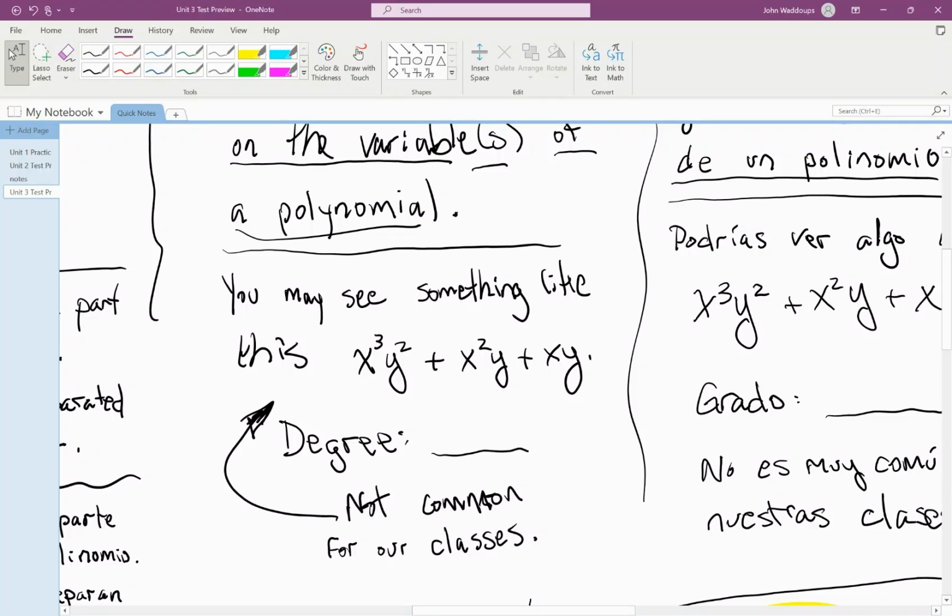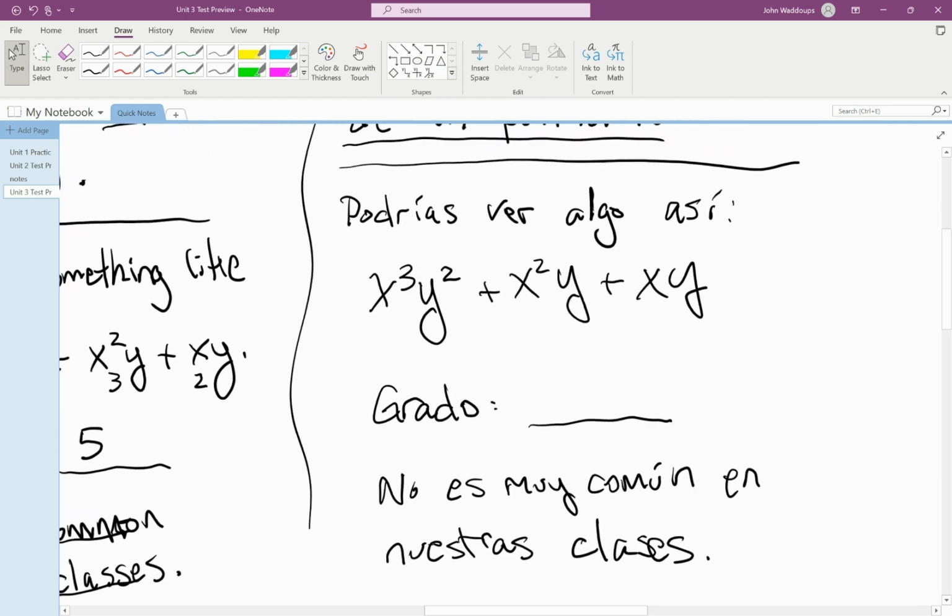You might see something like this where you have x cubed y to the second power, in which case you'd have 5 variable factors, and so the degree of this is actually 5. Here the degree would be 3, here the degree would be 2, and so the degree of this would be 5. And this is not common in our classes, so you don't need to worry too much about that, but so you can say you've seen it.